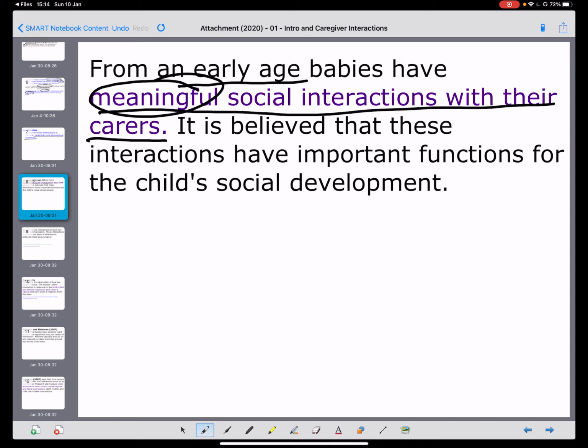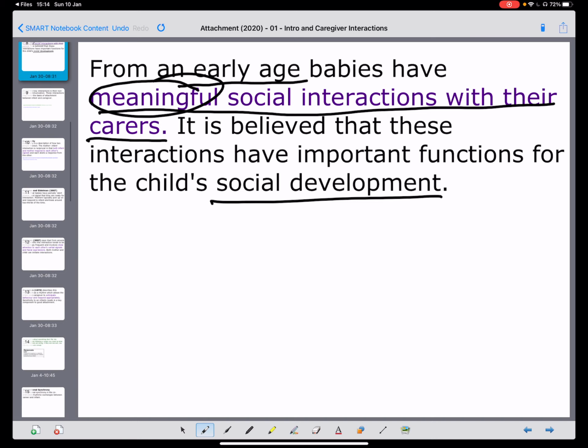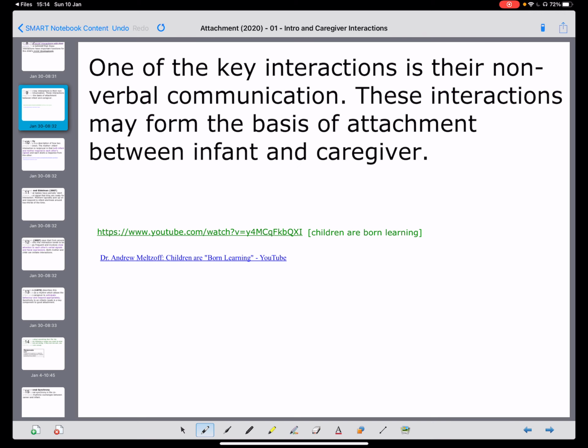And it has an important function for the child's social development. So we don't just leave babies floundering on the ground to look after themselves. We care for them, but there's also this meaningful interaction. And in fact, we think that those interactions start a lot earlier than we would have done normally. Obviously, at this particular stage, I hope you can appreciate that a baby's interactions are going to be non-verbal.